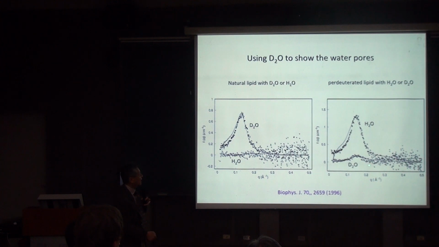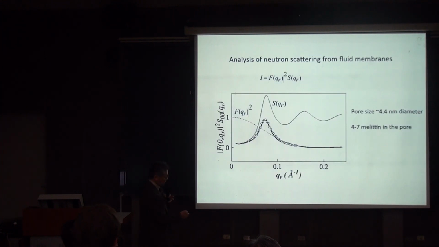And on the other hand, if the lipid molecule is deuterated, then you have to exchange to H2O to provide contrast between the hydrogen system and the deuterium system. And it's easy to analyze this and to know that the hole the antibiotic made in the membrane is about 4.4 nanometers. We can measure this very precisely.